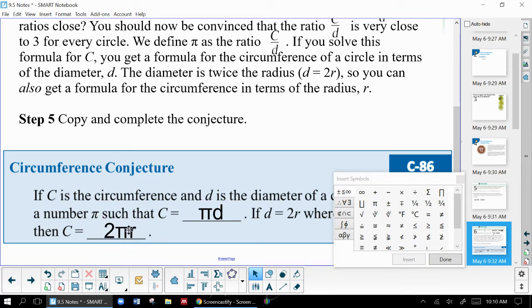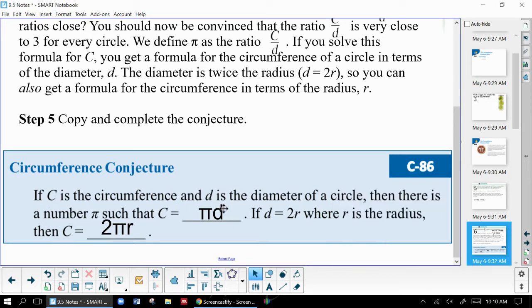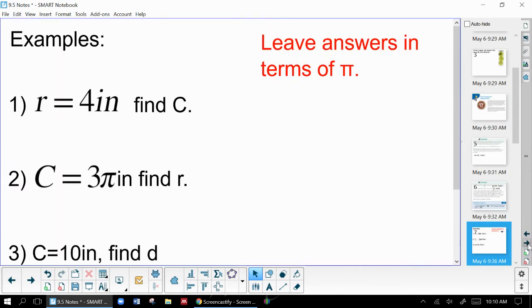The reason we're not writing this as pi 2r, which would be absolutely fine, is that we usually like to put the number first, then pi, then whatever variable comes after that. So those are your two options for the formula for circumference. Either the circumference is equal to pi times the diameter of a circle, or the circumference is equal to 2 pi times the radius of the circle. And pi is a value which is irrational. It's got a decimal that repeats, not randomly, but without any pattern forever and ever. And so one of the things we're going to talk about today is how to leave our answers in terms of pi.